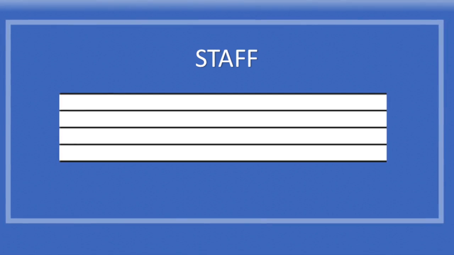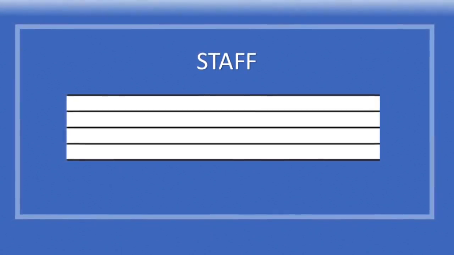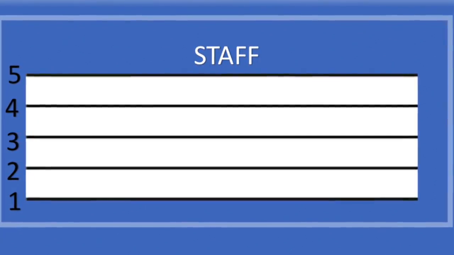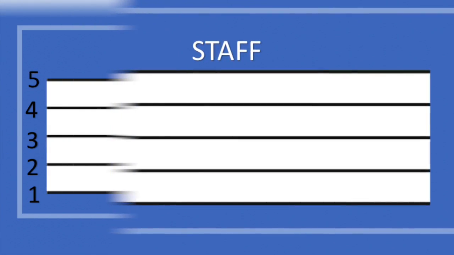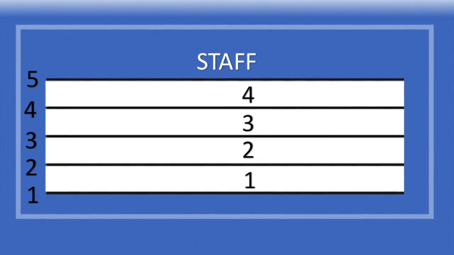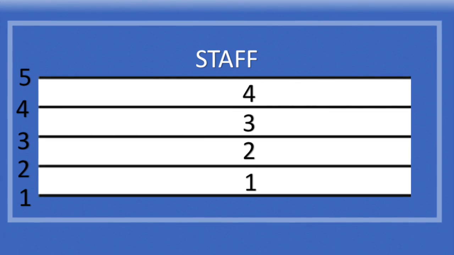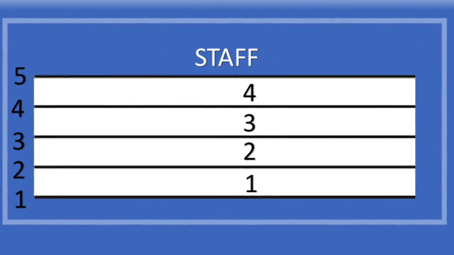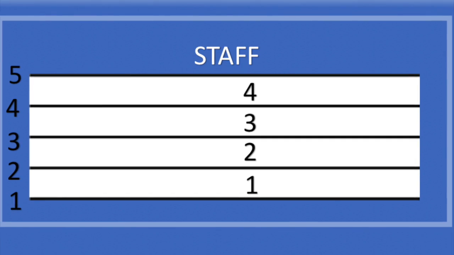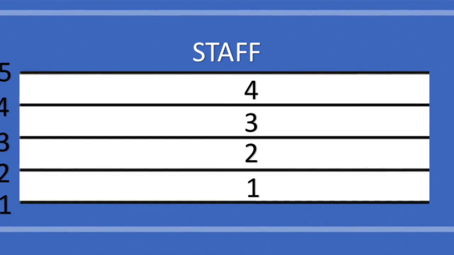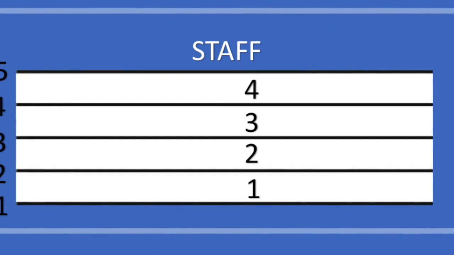When we read music, we place 5 lines parallel to each other to create a staff. A staff has 5 lines and 4 spaces. We count the lines and the spaces from the bottom line as line 1 up to the top line as line 5. And the same for the spaces. We count space 1 at the bottom space and space 4 as the top space.